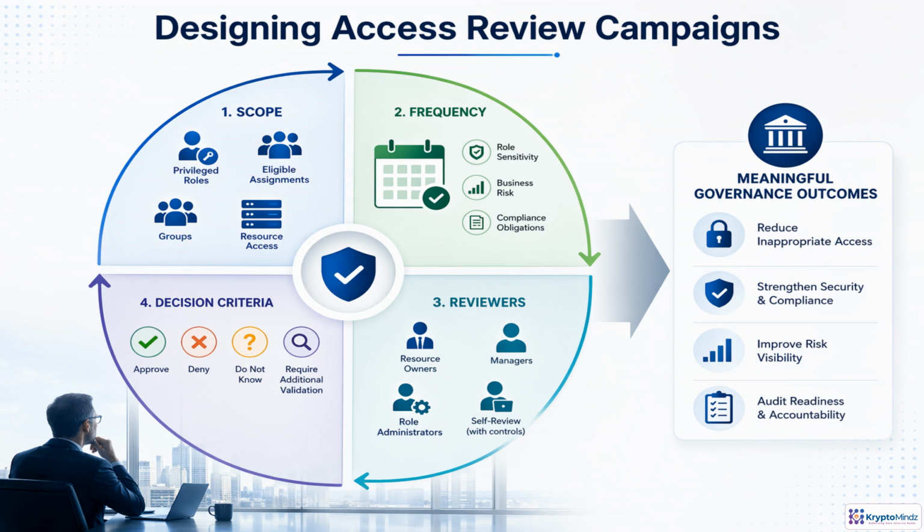Before launching an access review campaign, design it carefully. Start by deciding exactly what is in scope: privileged roles, eligible assignments, groups, or access to a specific resource. Then set the frequency based on risk. Global administrator may need more frequent review than a low-risk group. Next, choose reviewers who can make informed decisions, such as owners, managers, or role administrators. Finally, define what each decision means. "Do not know" should trigger validation, not become a quiet approval. Good design turns reviews into measurable governance action.